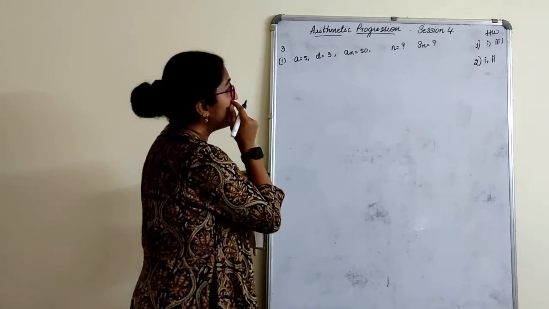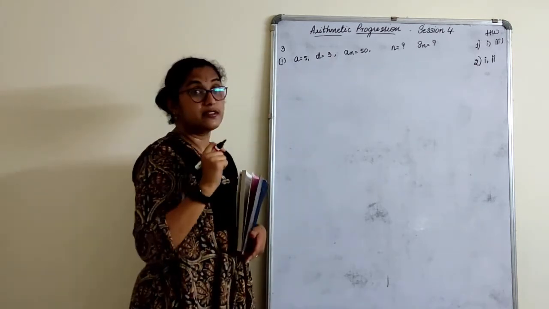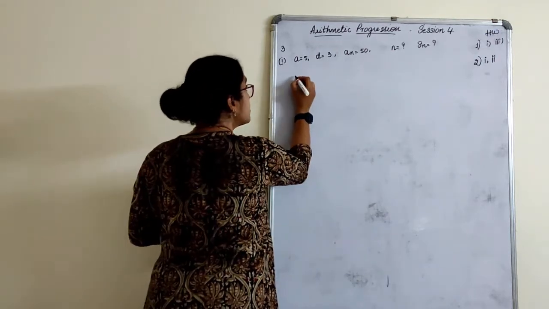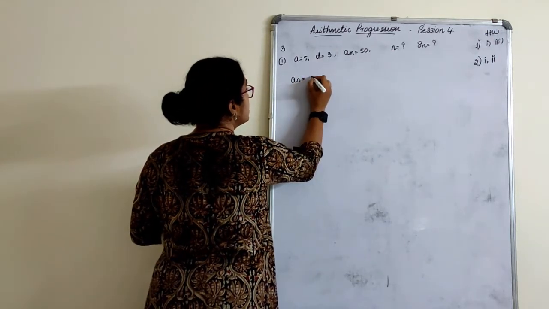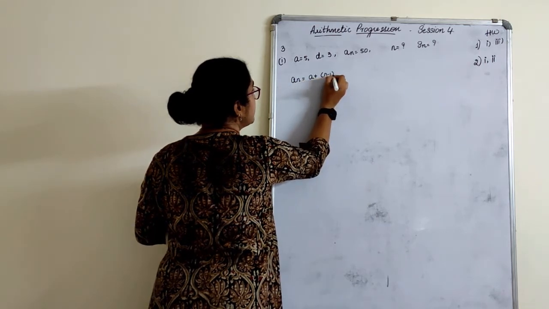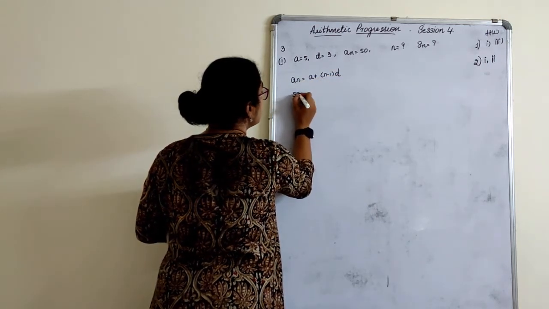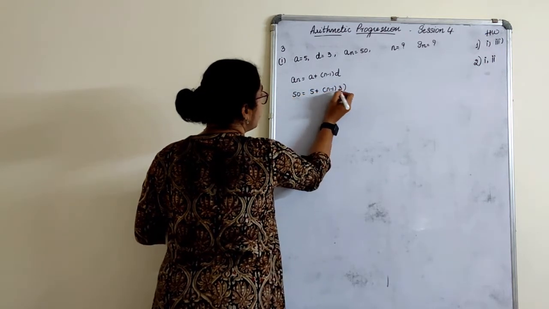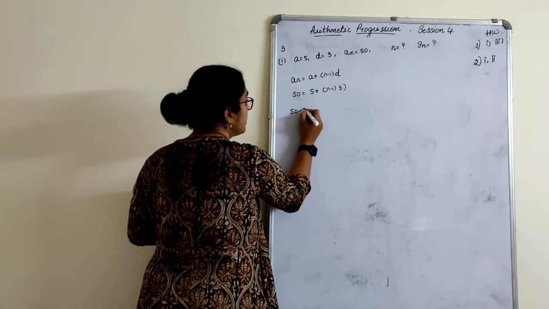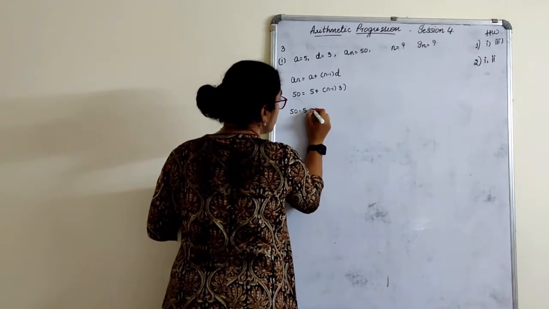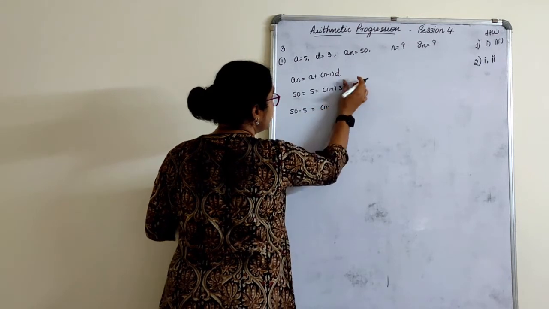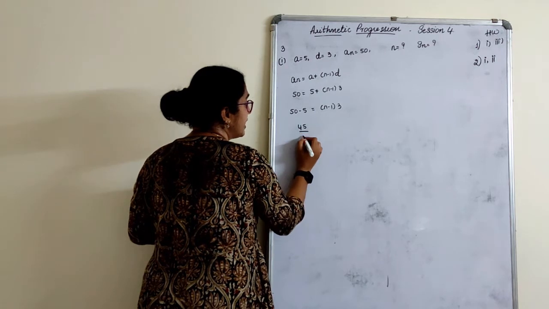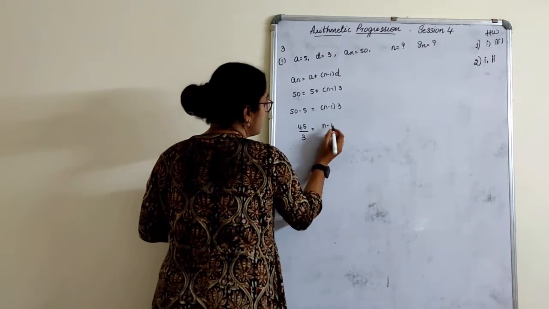Yes. See, to find Sn, we already have An. Last term formula we can use, but N is not known. Right? So let's first find N. How do we find it? An is equal to A plus N minus 1 of D. An is 50. A is 5. N minus 1 of 3. So 50 minus 5 is equal to N minus 1 of 3. 50 minus 5 is 45 by 3 is equal to N minus 1.